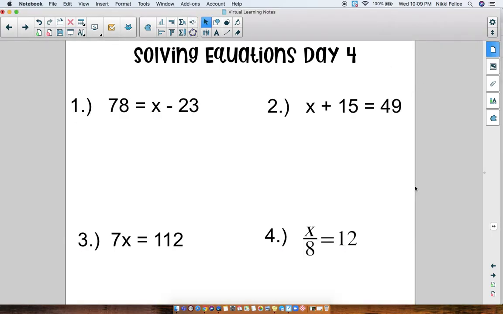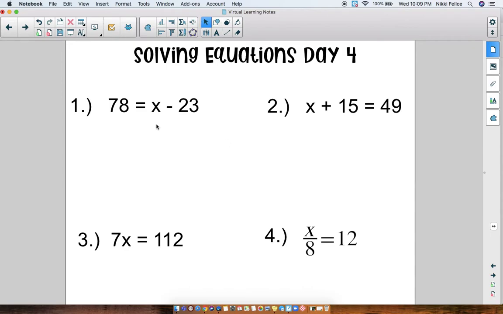Now, when you are solving one-step equations, make sure you are using the inverse operation. Ask yourself, what kind of an equation is this? Is it a subtraction problem? If it is, then you're going to use the inverse, addition, to help you solve for x.